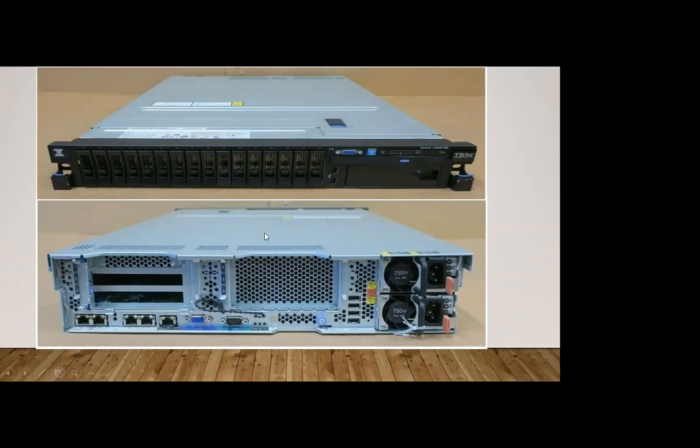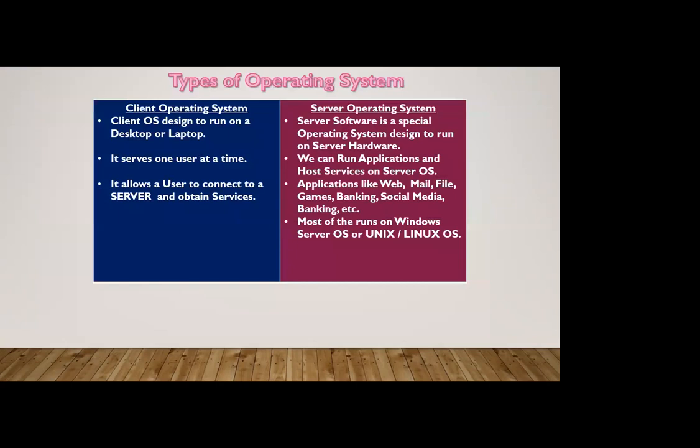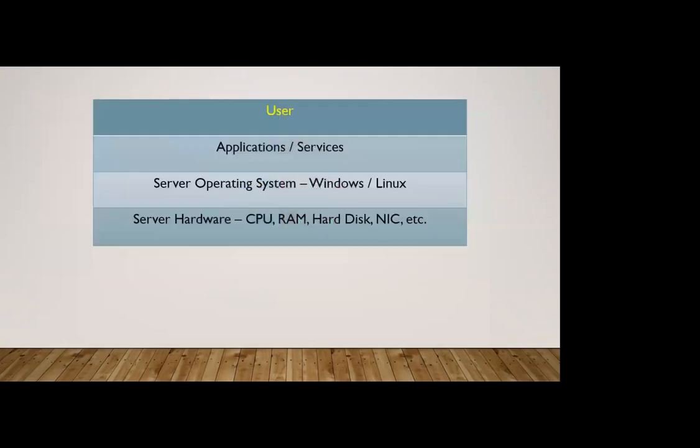Okay, fine. So this is your server, and these are the layers which I was talking about. You can see the bottom one is the server hardware. On top of this server hardware, we have the server operating system. It can be Windows or Linux. On top of this server operating system, the applications are running. And on top of this application, the user is connected. These are the 4 layers we have.